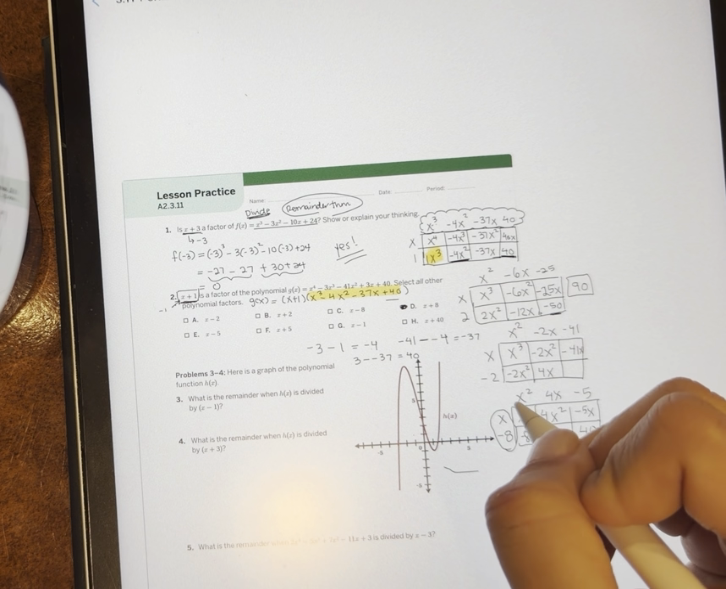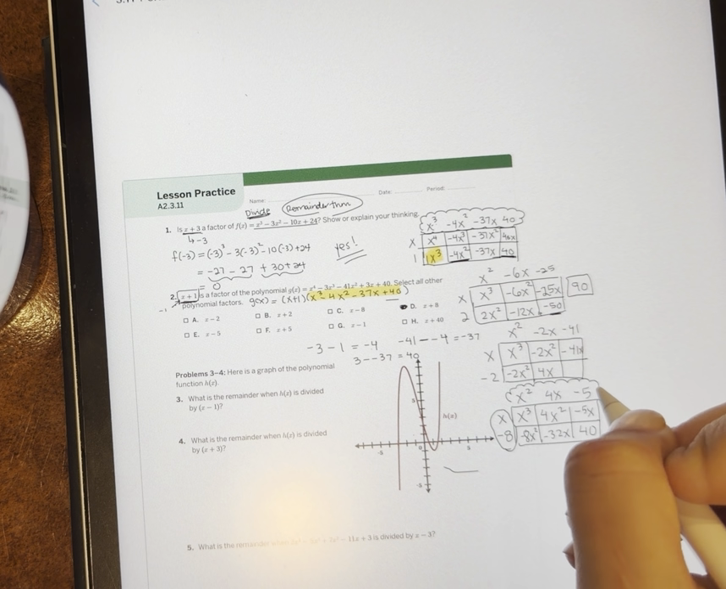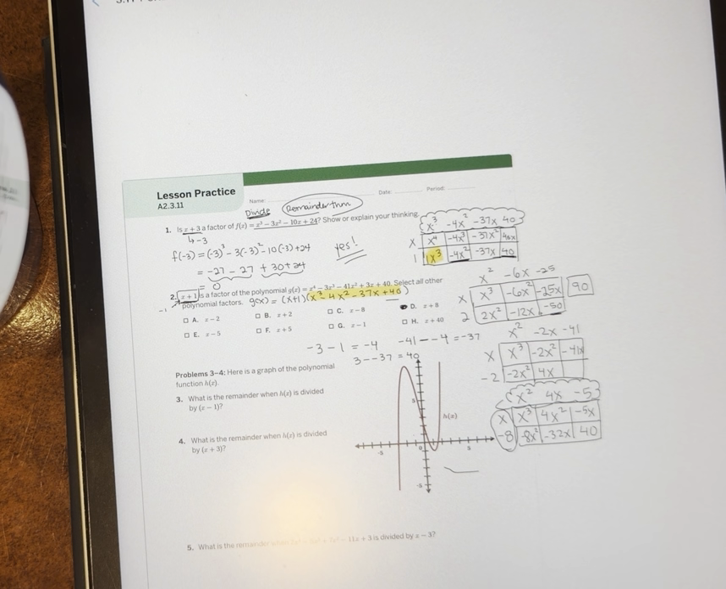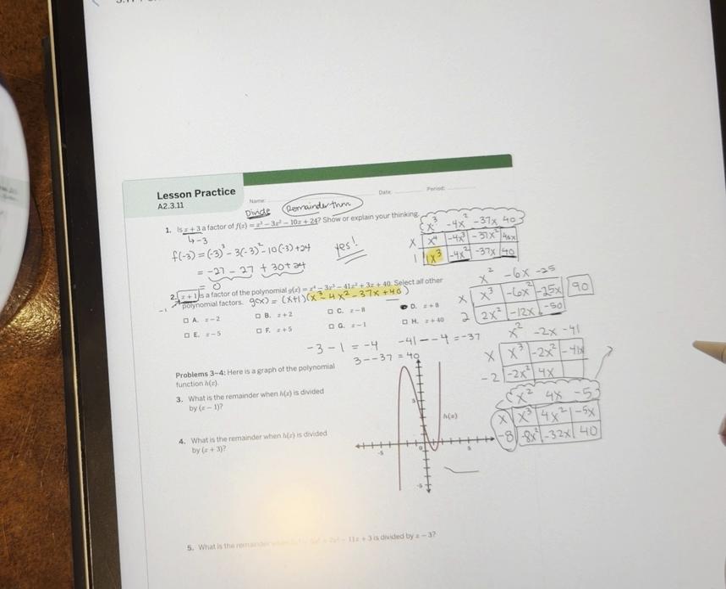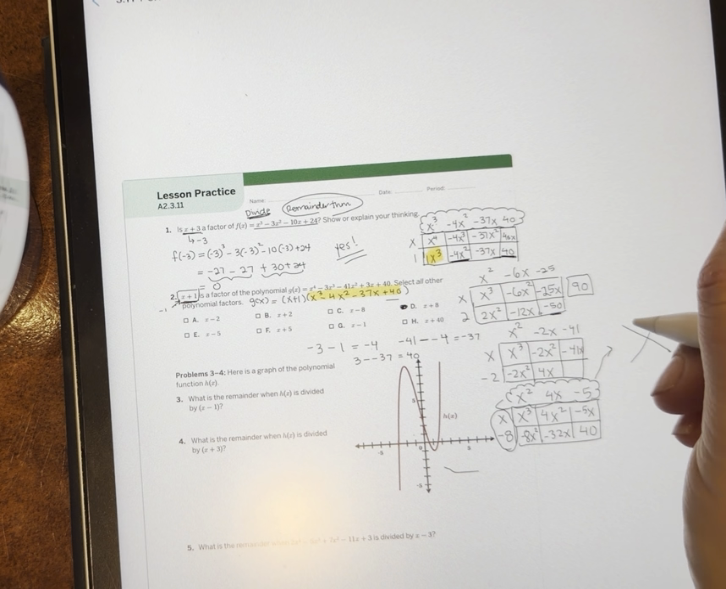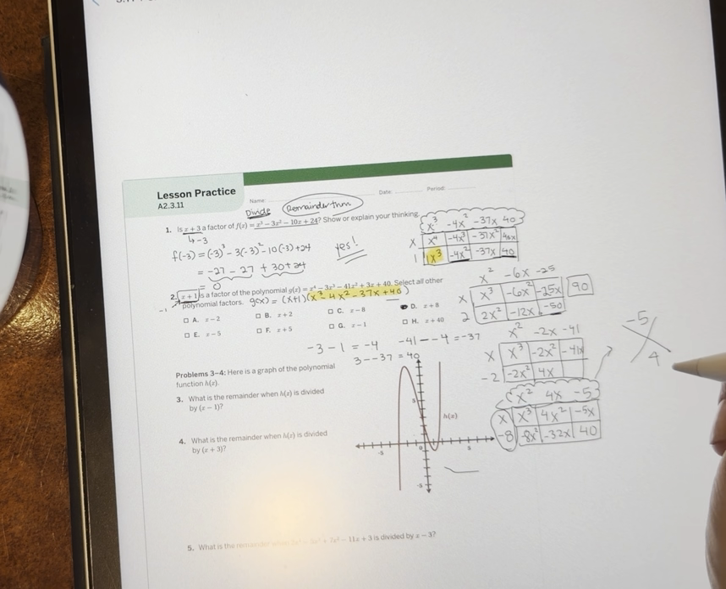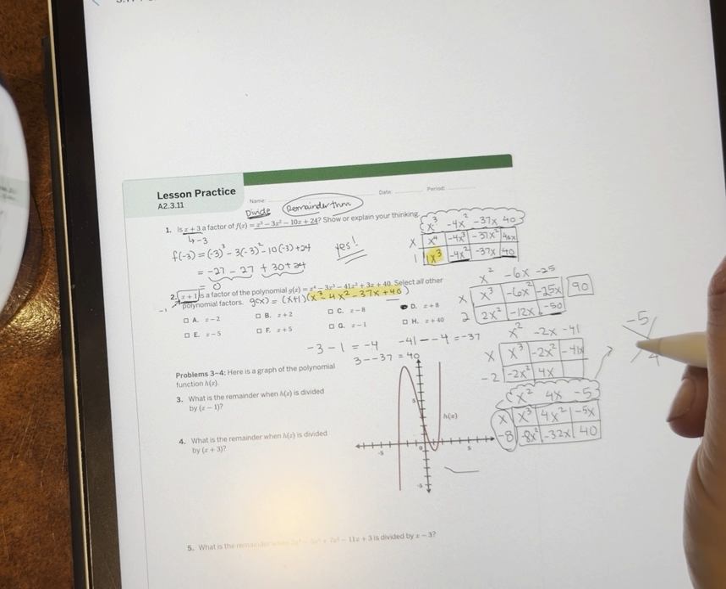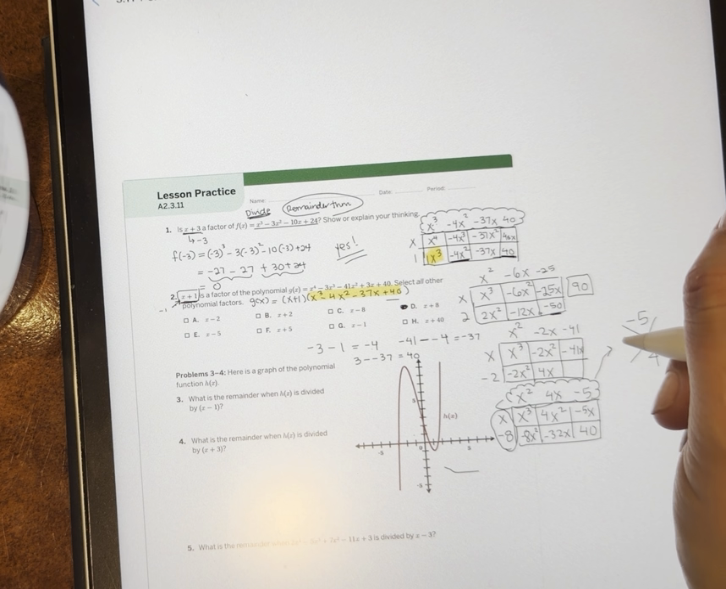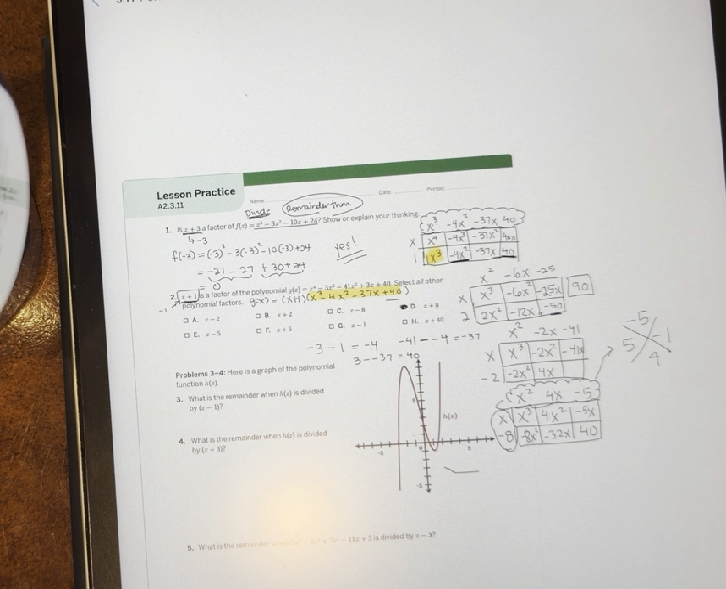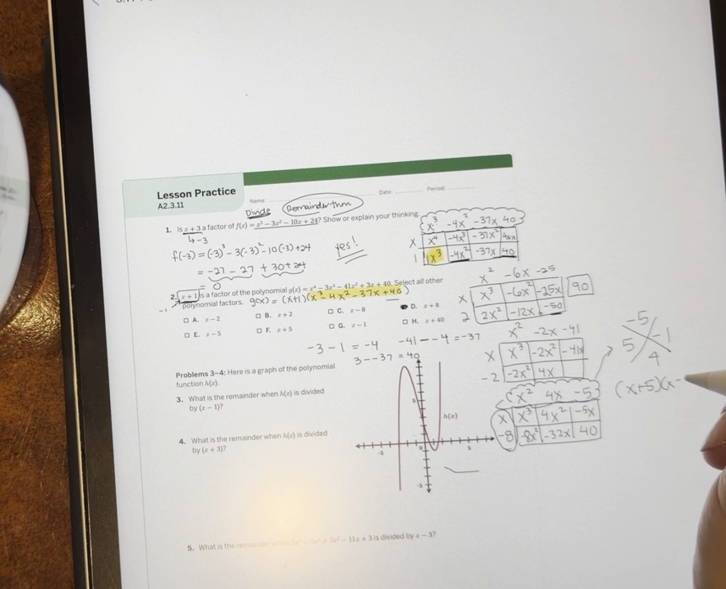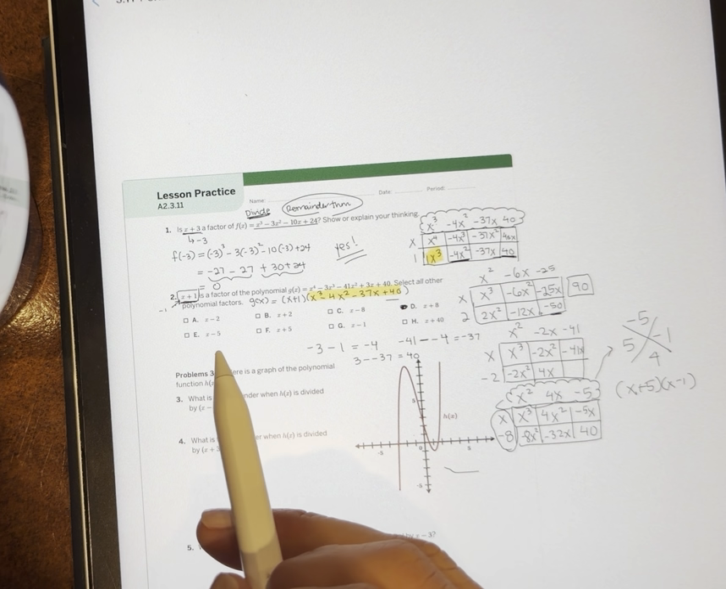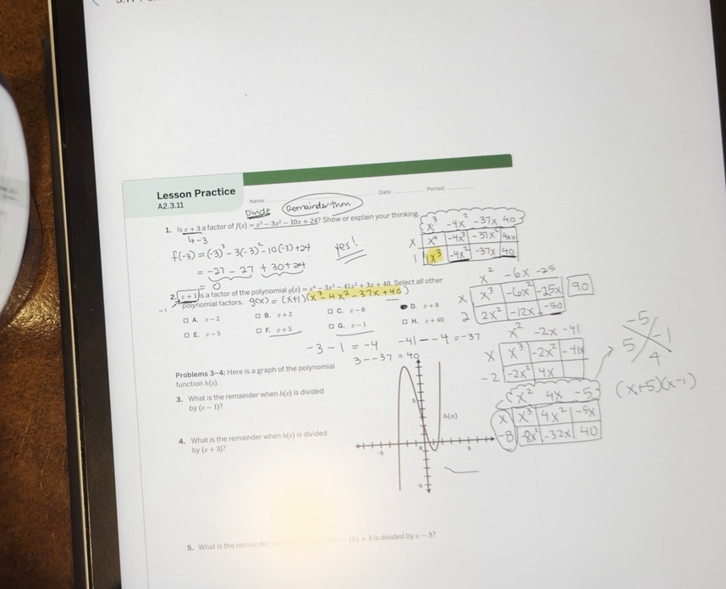But even better than that, I've got this quadratic polynomial now where I can factor to get what multiplies to negative 5 and adds to 4. So that's going to be our positive 5 and our negative 1. And that means that x plus 5 and x minus 1 are also factors. These two.